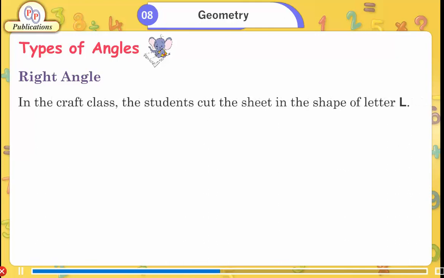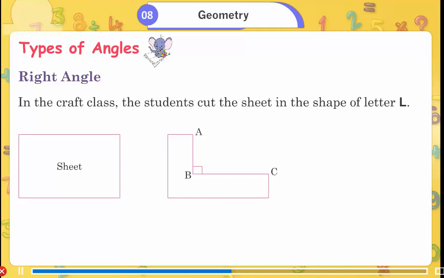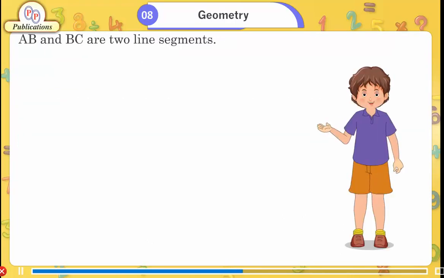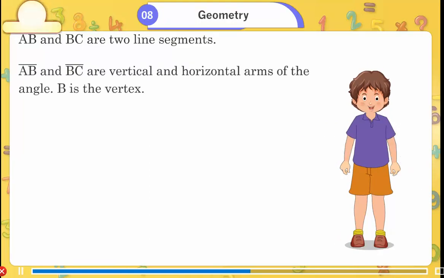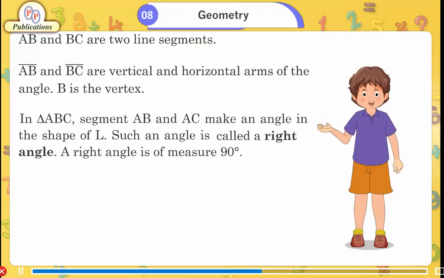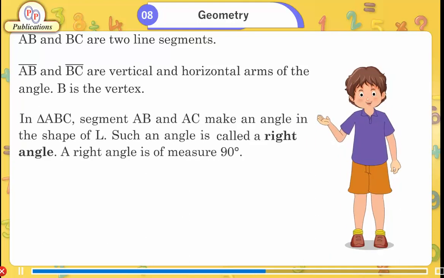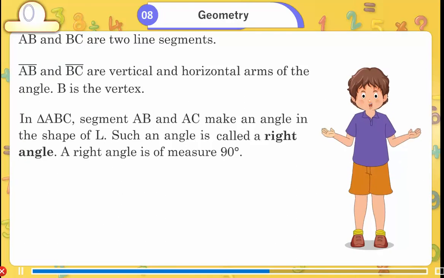Types of angles. Right angle. In the craft class, the students cut the sheet in the shape of the letter L. A, B, C. Right angle. AB and BC are two line segments. AB and BC are vertical and horizontal arms of the angle. B is the vertex. In triangle ABC, segments AB and AC make an angle in the shape of L.